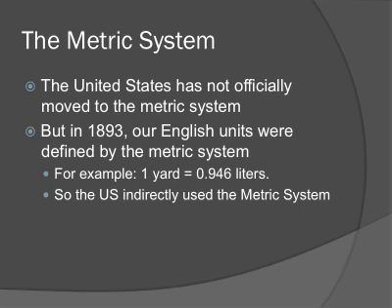However, it's not the same English system from back then because we don't use our knuckle to determine what an inch is, do we? No, we use a ruler, correct? Well, in 1893, our English units were defined by the metric system. So in the late 1800s, they said this 1 yard is going to be equal to 0.946 liters. So instead of using people's feet, so on and so forth, we're no longer doing that. We actually defined our English units using the metric system. So we don't technically use the metric system, but we indirectly use the metric system because all of our units are based off of the metric system now.